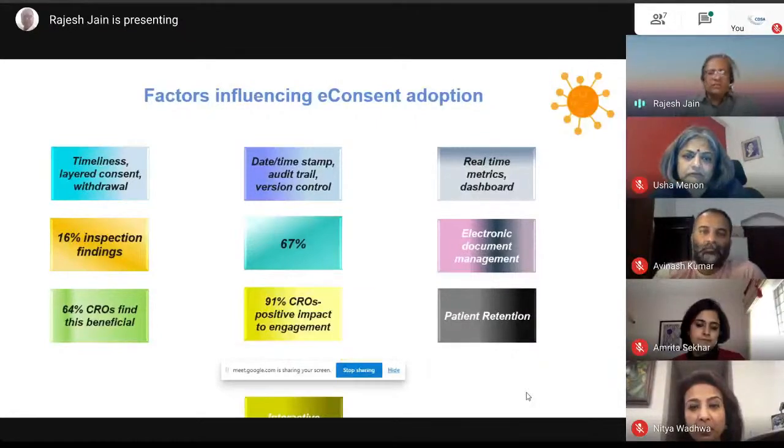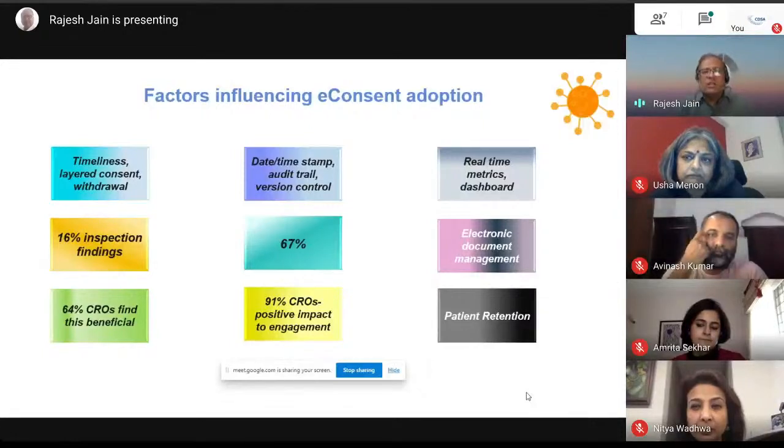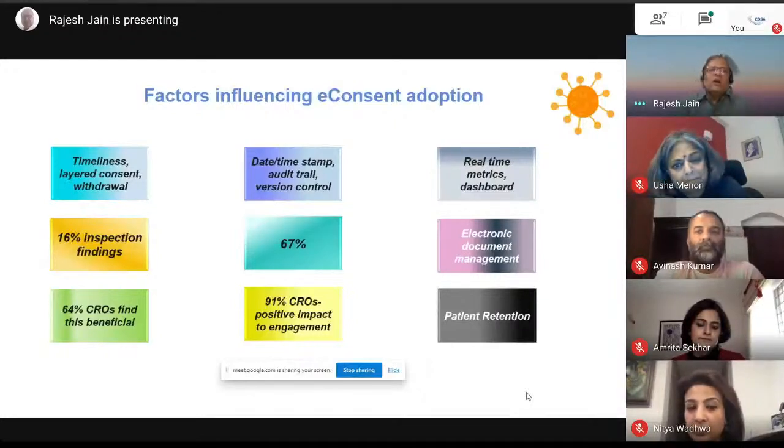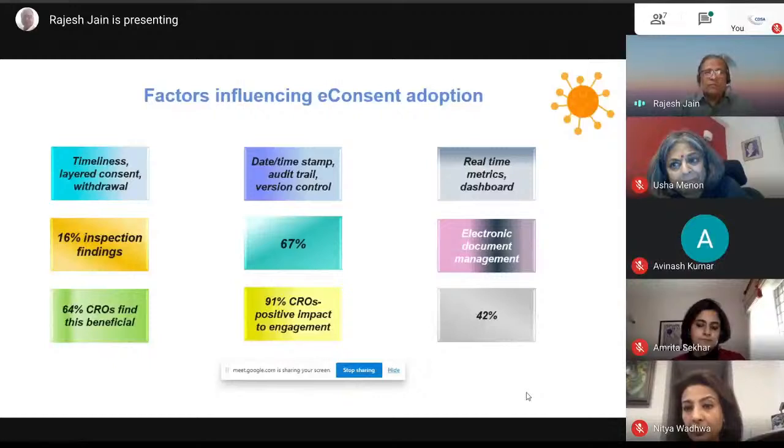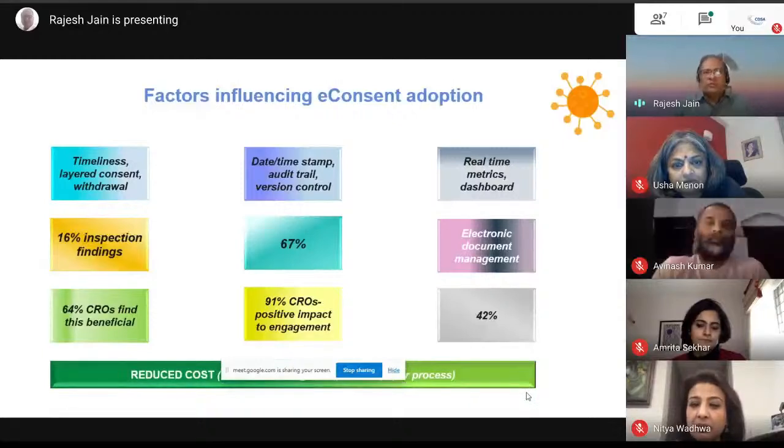It's interactive. In a CRO survey that was conducted, 97% of CROs commented that there was a positive impact on engaging with patients through e-consent technology. And when patients are better engaged and take informed consent better, patient retention is much better. There's a 42% higher incidence of patients completing the trial, compared to the 50% dropout rates that we see even today.